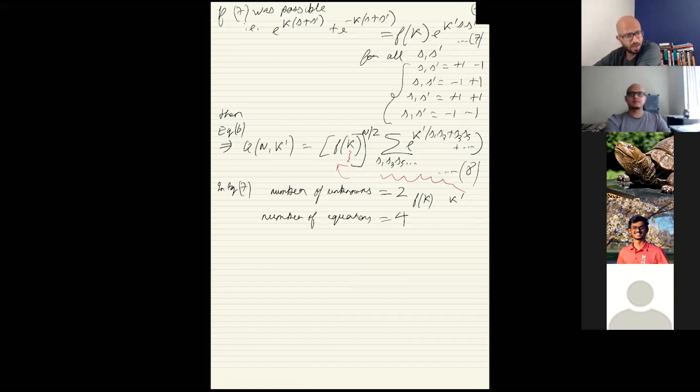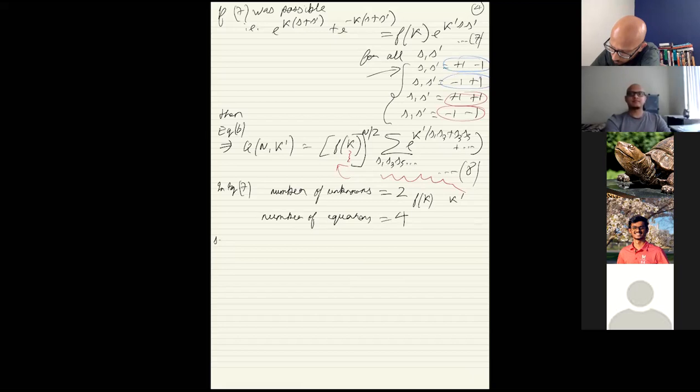But why does this happen? Why can we still do it? You will realize that these 2 lead to the same equation, while these 2 lead to the same equation. You can write down and see. So let's do that. Let's start with this first one: s comma s prime is equal to plus minus 1. If we do that, what will we get?